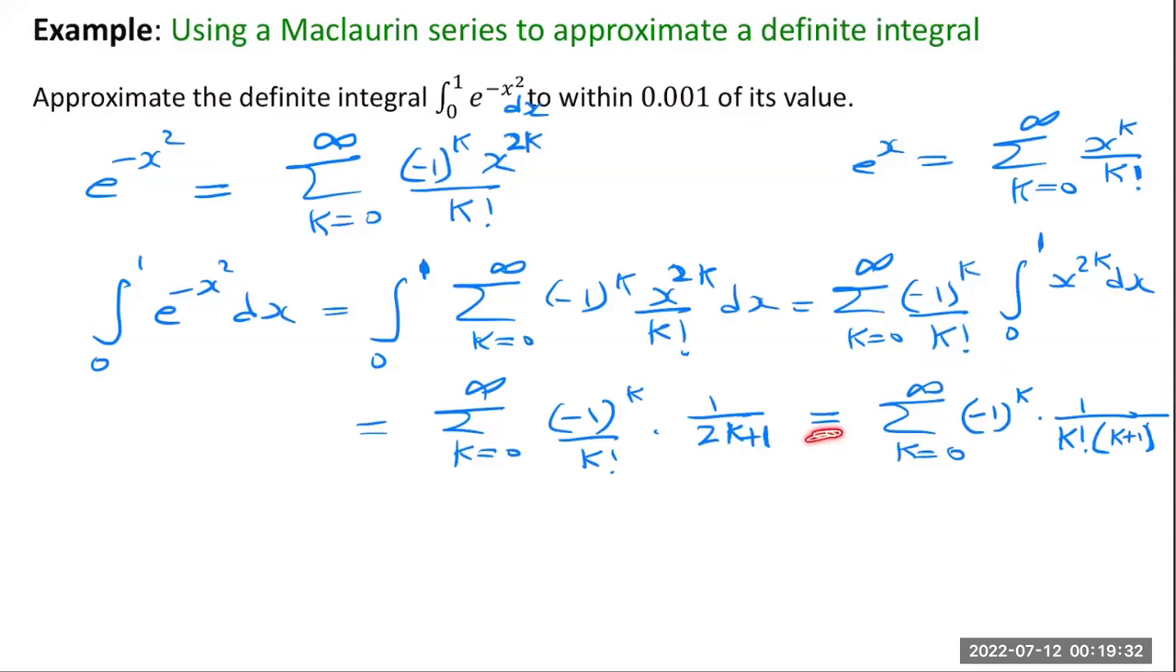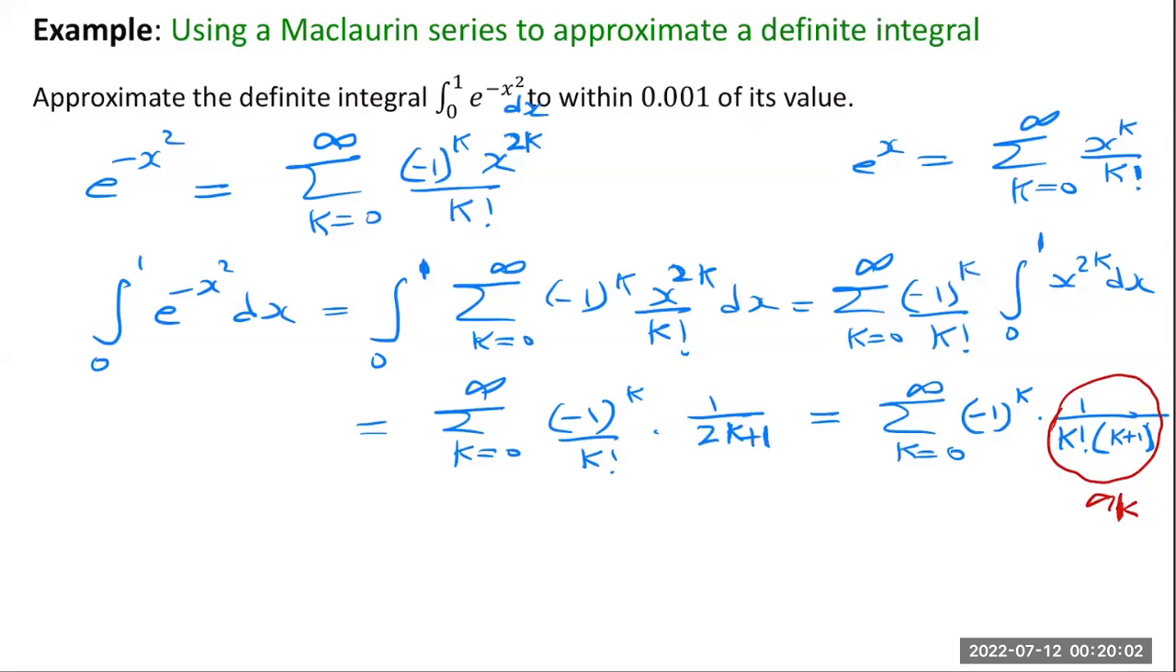Which is equal to the sum from k equals 0 to infinity of minus 1 to the power k times 1 over k factorial times k plus 1. I'm just sending this k factorial over here. Why do I write it this way? That way, if you identify this as your a_k, as you can see, this is an alternating series.